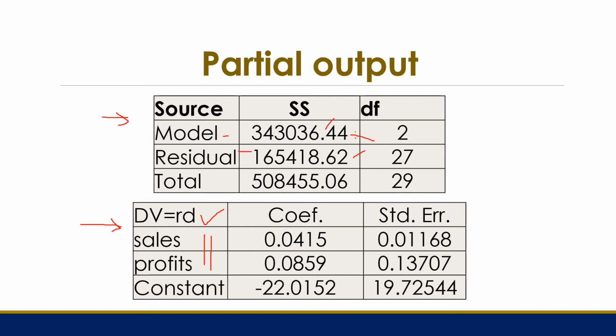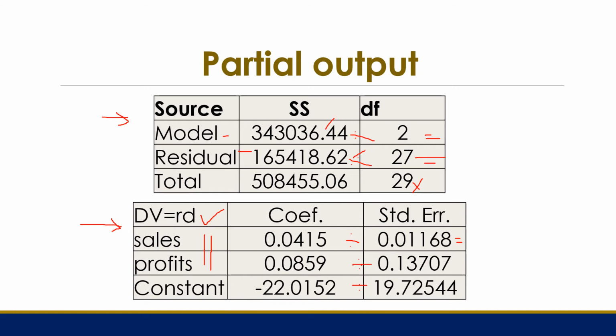So if you come back here, if you divide this one by 27, you get your mean sum of squares. This one, usually we don't require it. And then if you divide this, you get the t-values. Divide this, you get the t-values, and divide this, you get the t-values.